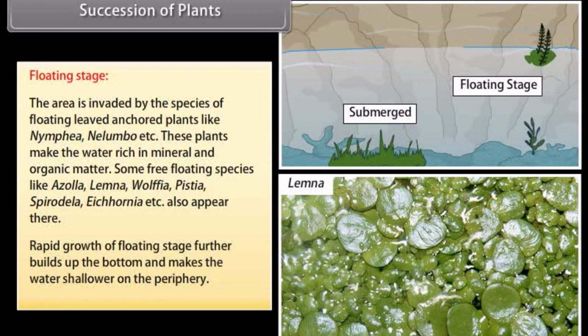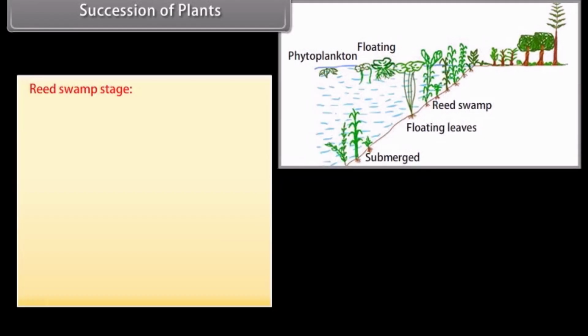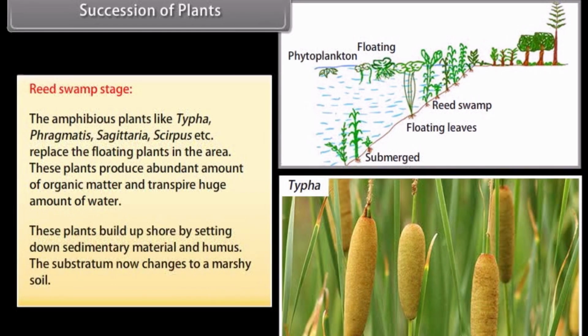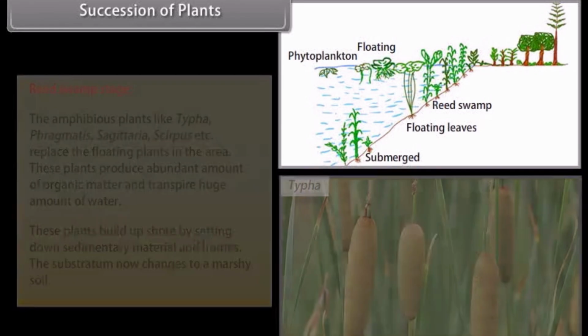Rapid growth of the floating stage further builds up the bottom and makes the water shallower on the periphery. Reed swamp stage. The amphibious plants like Typha, Phragmites, Sagittaria, Scirpus, etc. replace the floating plants in the area. These plants produce an abundant amount of organic matter and transpire a huge amount of water. These plants build up the shore by setting down sedimentary material and humus. The substratum now changes to a marshy soil.